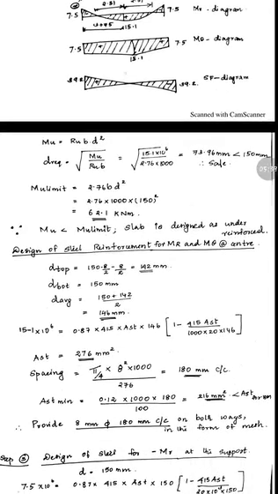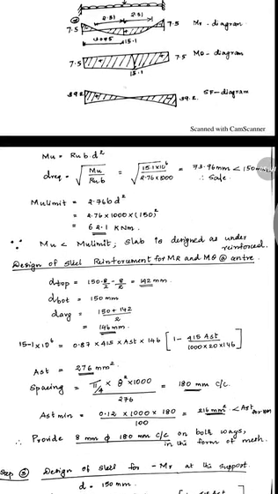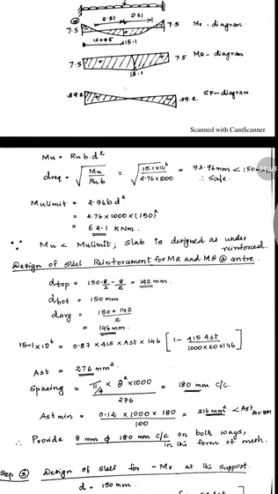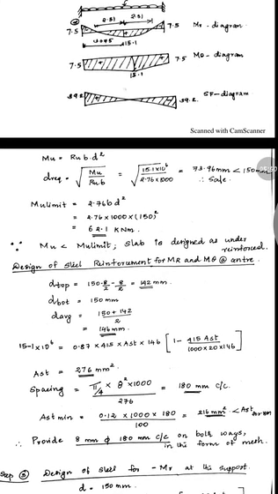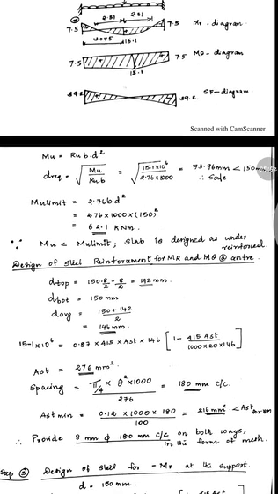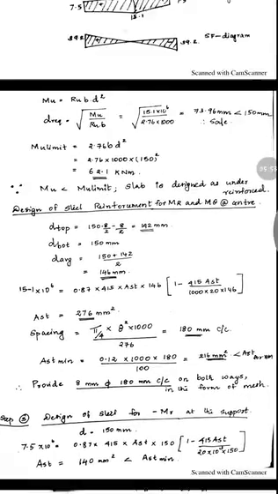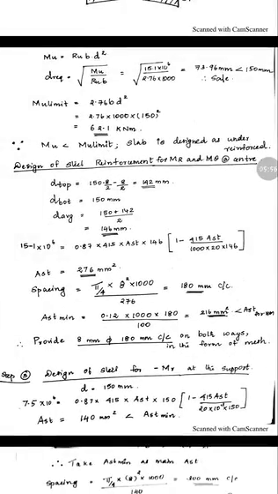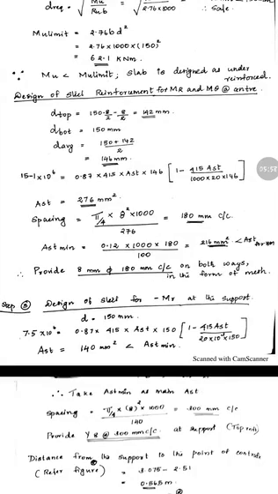So Mu equal to Ru into B D square. D required equal to root of Mu by Ru into B. That is equal to 73.96, which is less than 150, which we have already provided. So Mu is less than Mu limit. Hence we can go on for the slab as a singly reinforced slab or under reinforced slab.